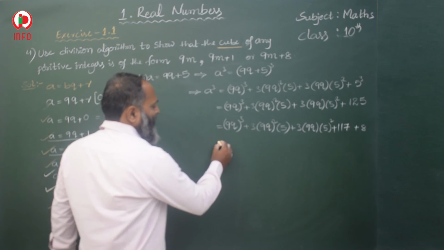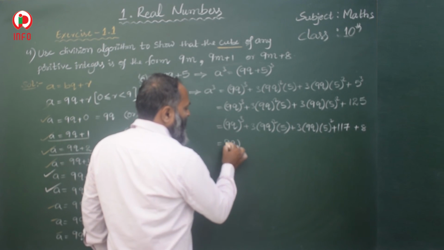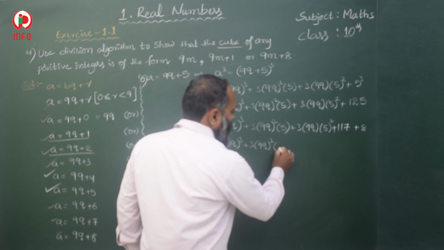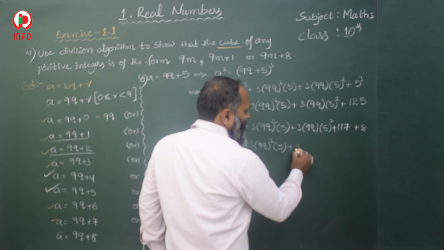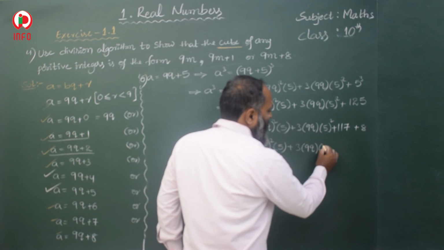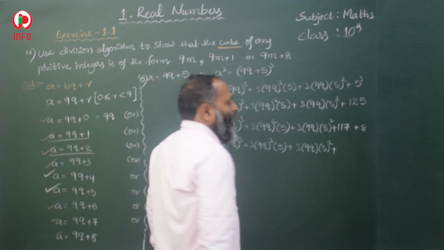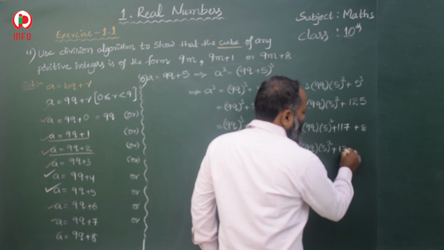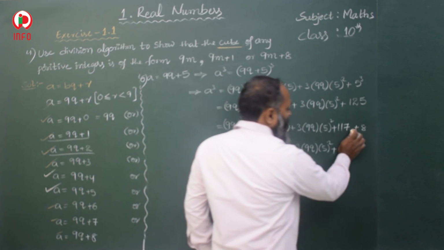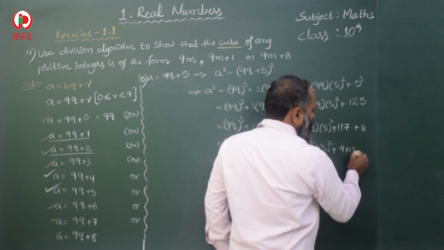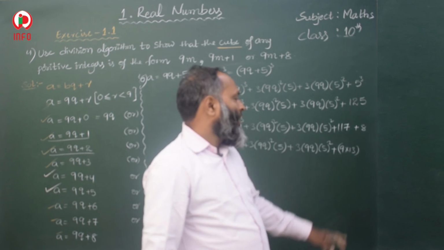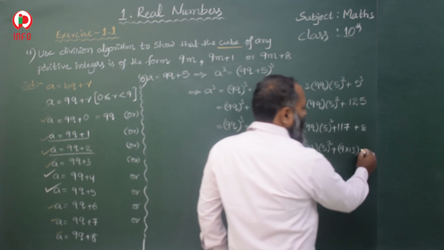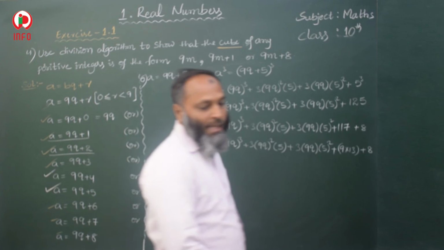Okay. Now 9 cube whole cube plus 3 into 9 cube whole square into 5, plus 3 into 9 cube into 5 square and 117. How to take it in the 9 table? 9 13s are 117. 9 13s are 117, or 13 9s are 117. Plus 8 as it is.